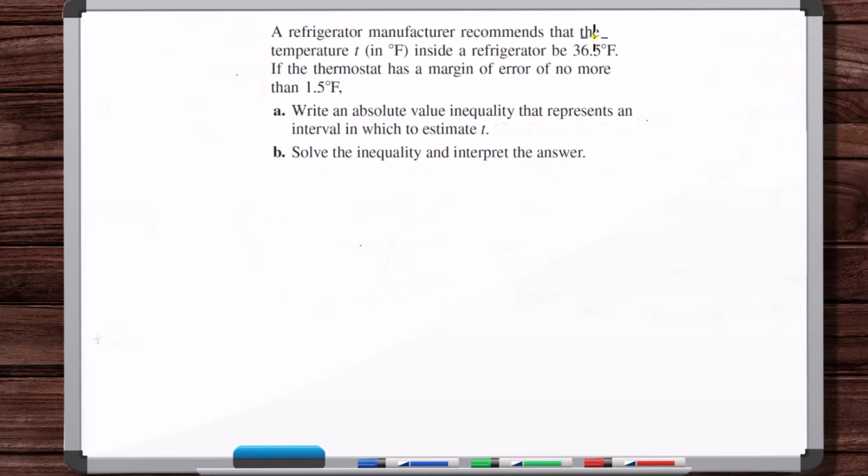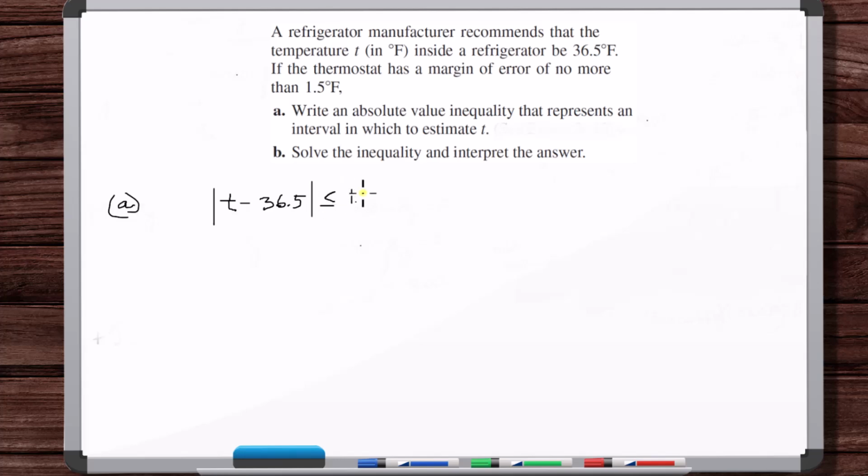A refrigerator manufacturer recommends that the temperature T inside a refrigerator be 36.5 degrees Fahrenheit. If the thermostat has a margin of error of no more than 1.5 degrees Fahrenheit, so part A, write an absolute value inequality that represents an interval in which to estimate T. Okay, so we want to estimate T based on the thermostat reading. We're saying that the difference between the actual temperature and 36.5 degrees is no more than, so less than or equal to 1.5.